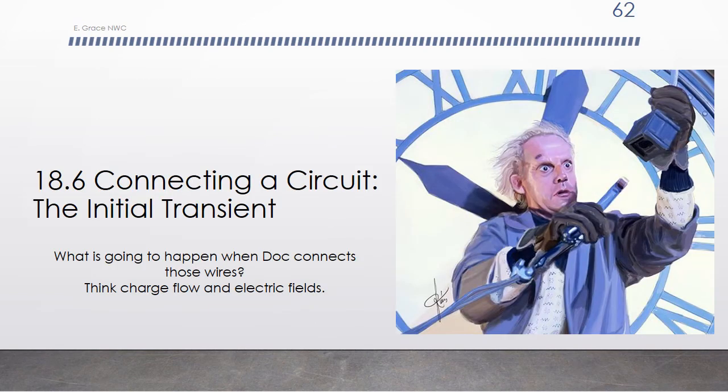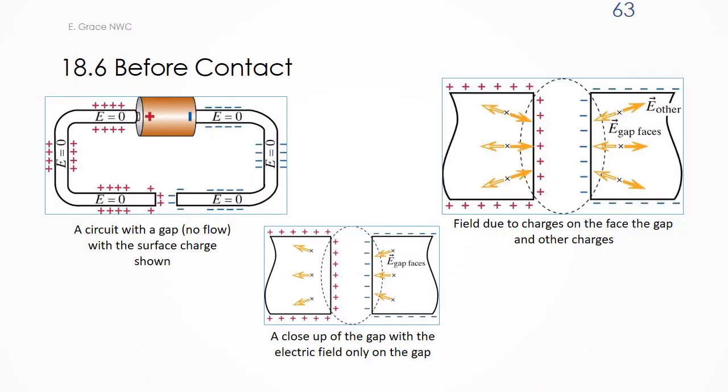All right, so we're going to move on to what happens after you connect a circuit. So the initial connection: what's going to happen when you connect those wires? We're going to think about this in terms of charge flow and electric fields. All right, so right before contact, you've got two wires hooked up to your battery, but they're not connected together. And you would never hook up a battery without a resistor, but for this, we're just going to pretend. So this wire is going to be really negative, and this wire is going to be really positive.